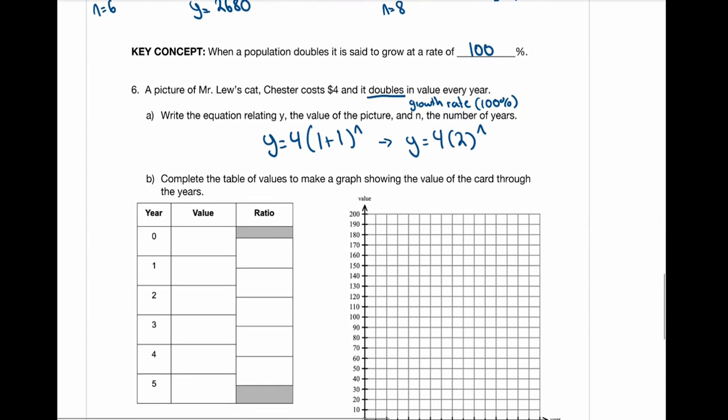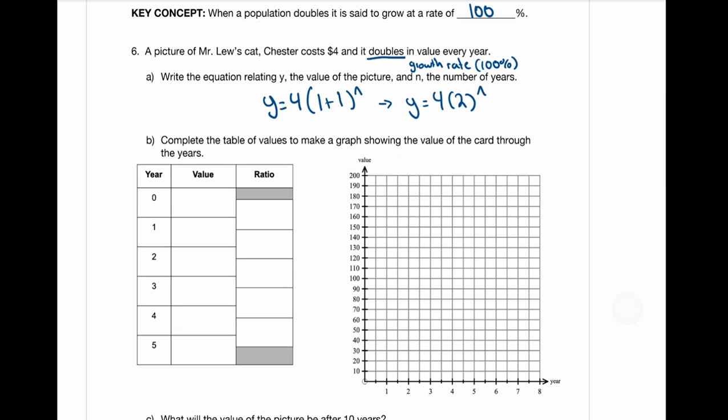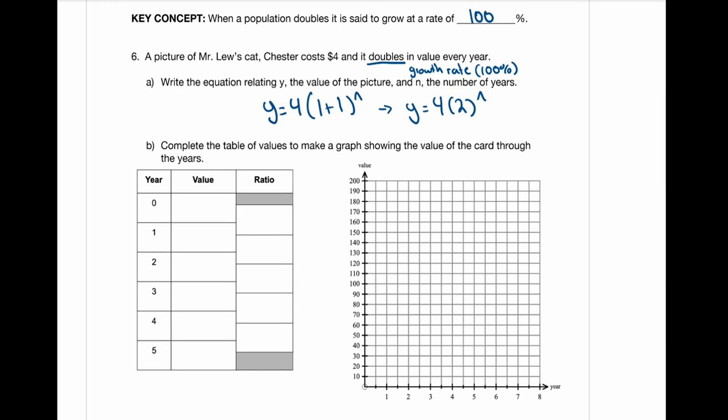If we want to come up with a table of values, this is going to be a little bit easier because it's easy to do the doubling. So if it starts at 4, after 1 year it doubles to 8, or multiplies by 2. From a value of 8, next year, if it doubles again, it'd be worth 16, or again multiply by 2. 3 years, 32, 4 years, 64, and then 5 years, 128.